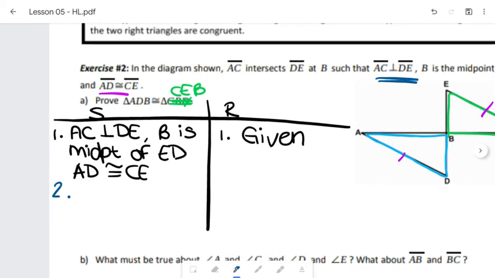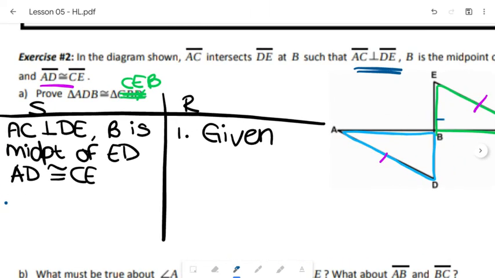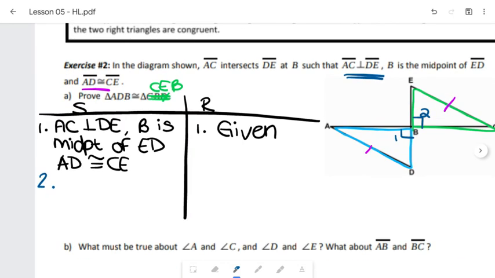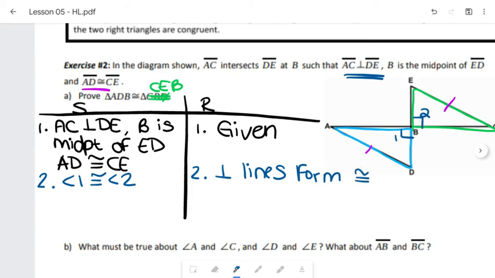I have angle, and I can label this in here as 1 and 2 if I want to. I could write it out as angle ABD and CBE, but either way is fine as long as your picture is marked. Angle 1 is congruent to angle 2 because perpendicular lines form congruent right angles. So I have those right angles.